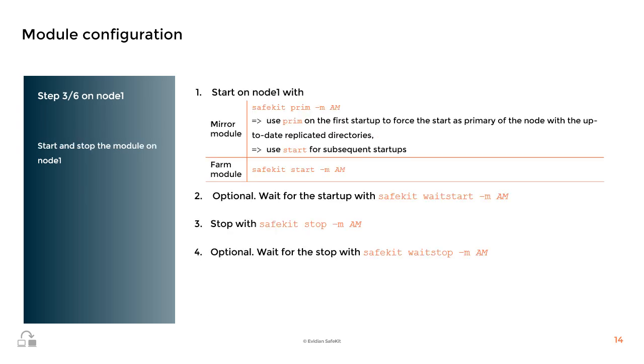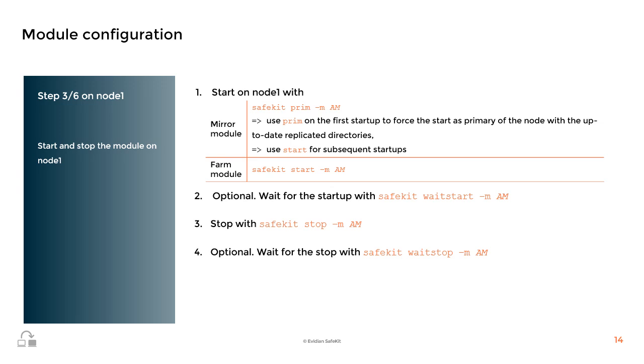Let's proceed to step 3 of our scenario, which involves starting and stopping the module on node 1. Firstly, start the module using the appropriate command. For a mirror module, use the safekit prim command on the first startup to force the start as primary of the node with the up-to-date replicated directories. The other node, upon its own startup, will resynchronize its data from the primary node before becoming secondary.